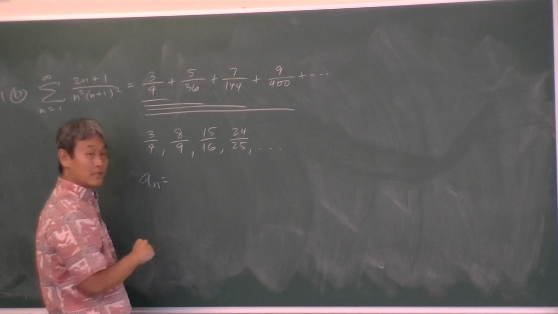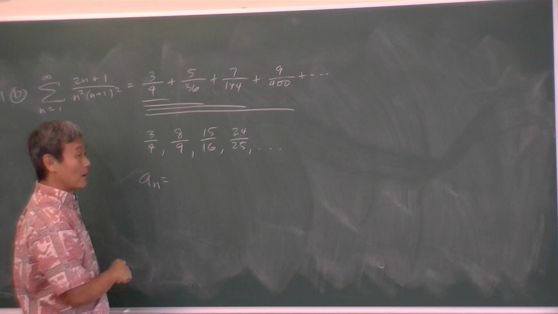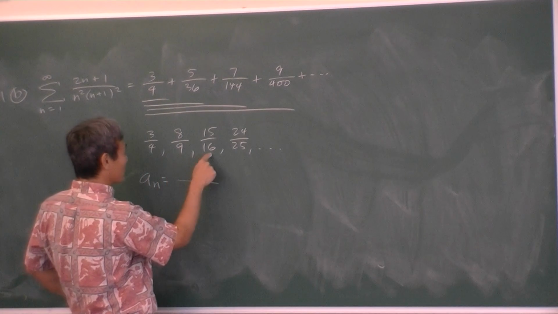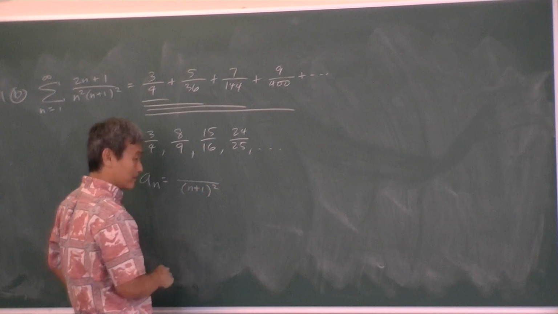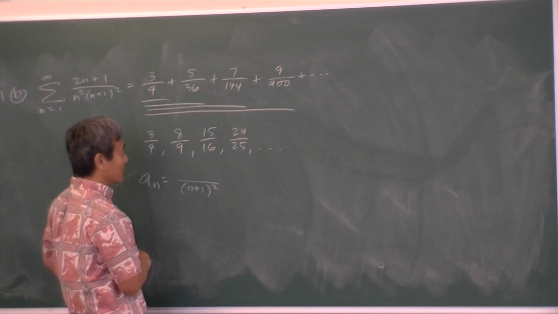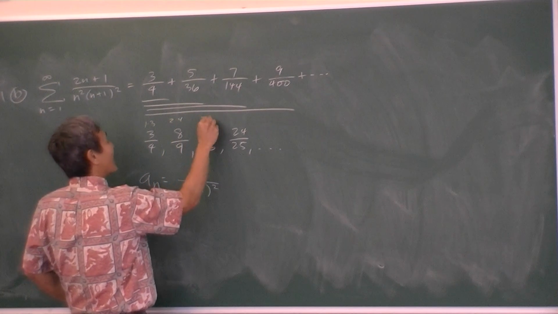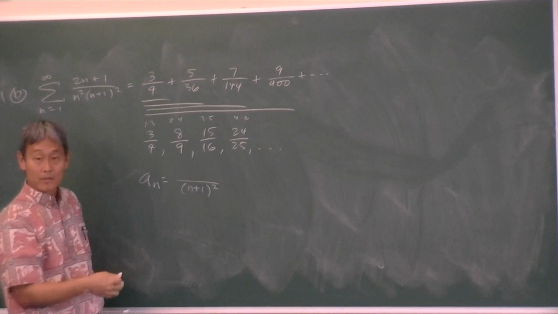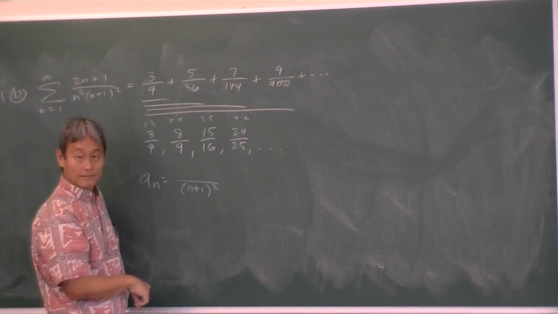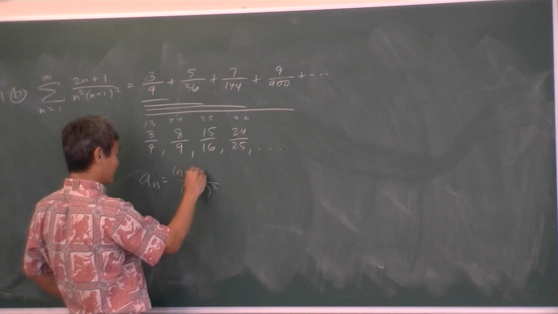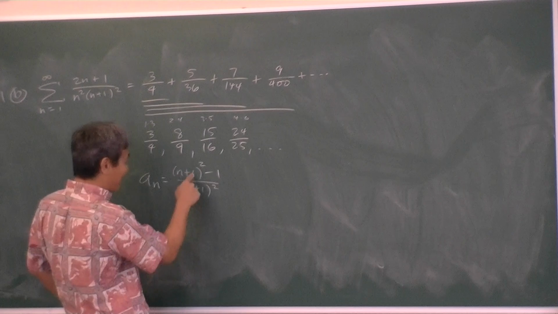Now you need to write an explicit formula for that. I'll give you a hint. Look at the denominator. They're squares. 2 squared, 3 squared, 4 squared, 5 squared. So what's the explicit formula? N plus 1 squared. Now look at the numerator. That's 1 times 3, 2 times 4, 3 times 5, 4 times 6. But you really don't have to, because can you see that the numerator is simply just 1 smaller than the denominator? So the top is just 1 smaller than the bottom.